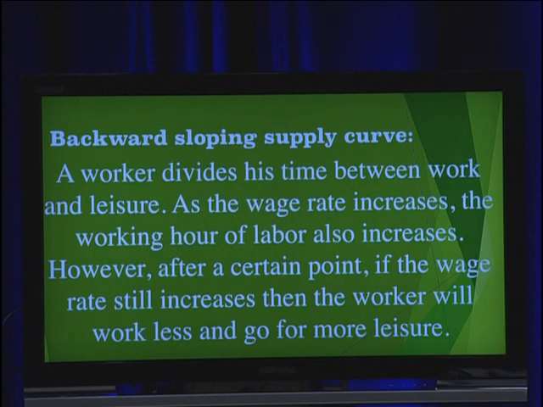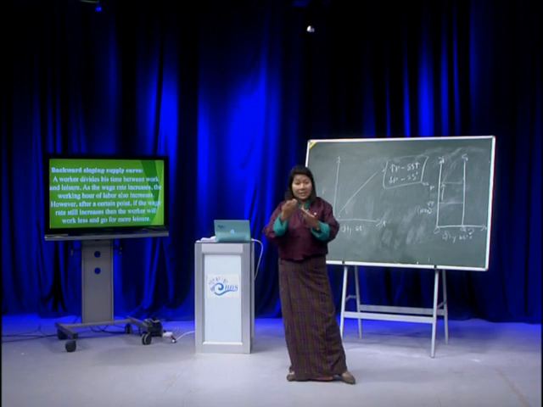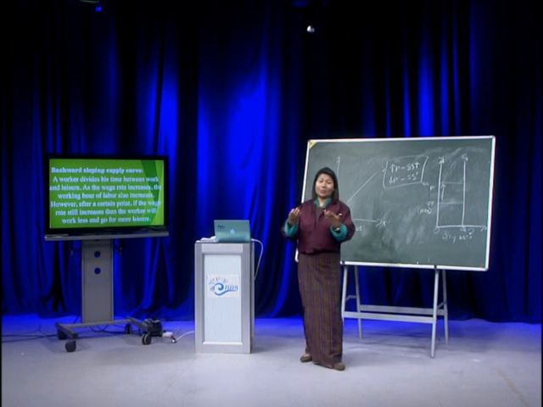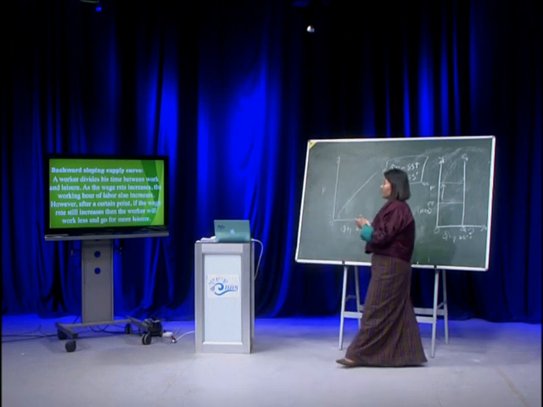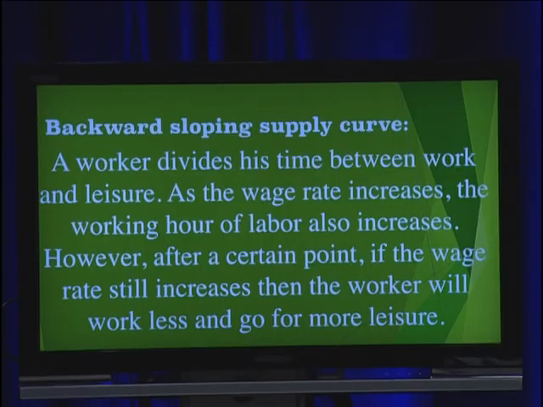We don't want to work 24/7 and be bogged down and emotionally burdened all the time. We want to divide our work. That's why we work from Monday through Friday, and Saturday and Sunday we are free. You don't work, all right? So that's how we divide our work and leisure time. As the wage rate increases, the working hours of labor also increase. So although you work, you have to divide your time between work and leisure.